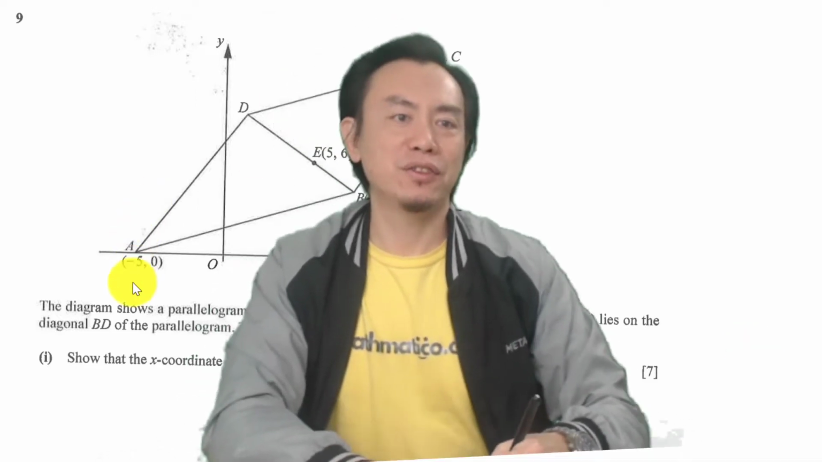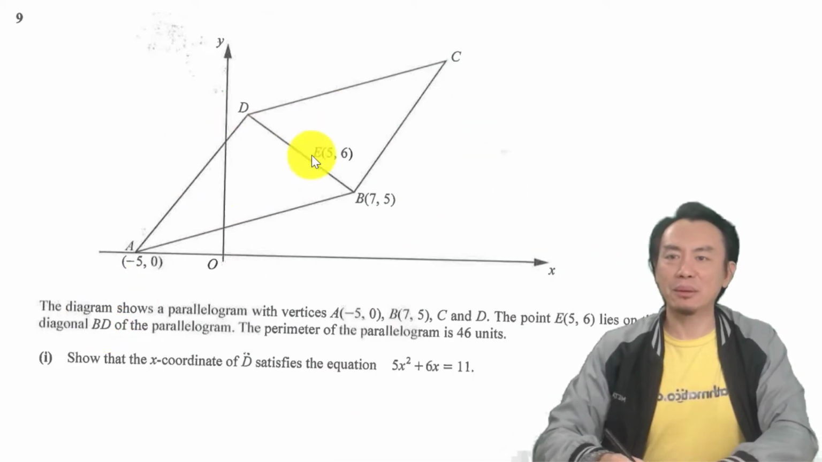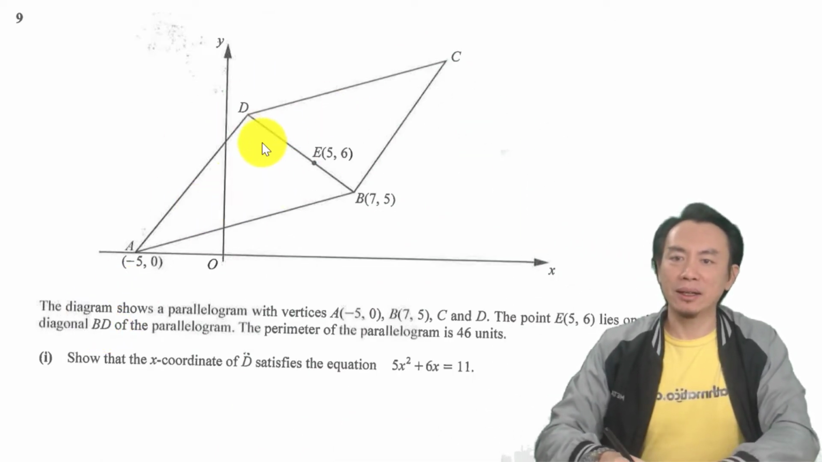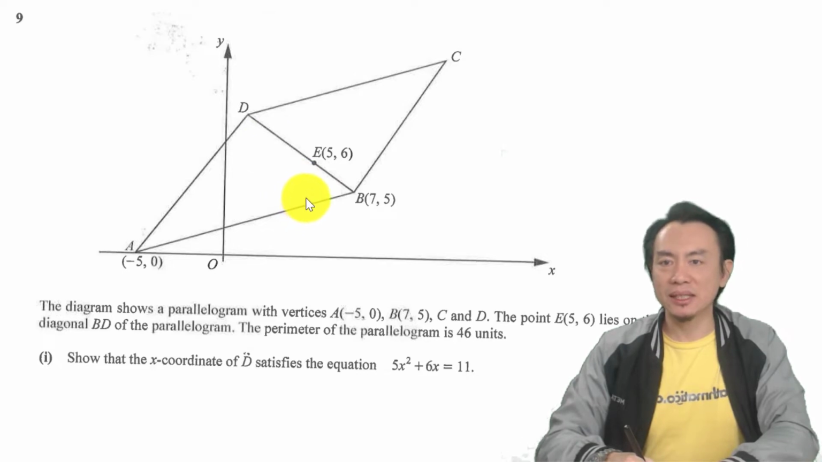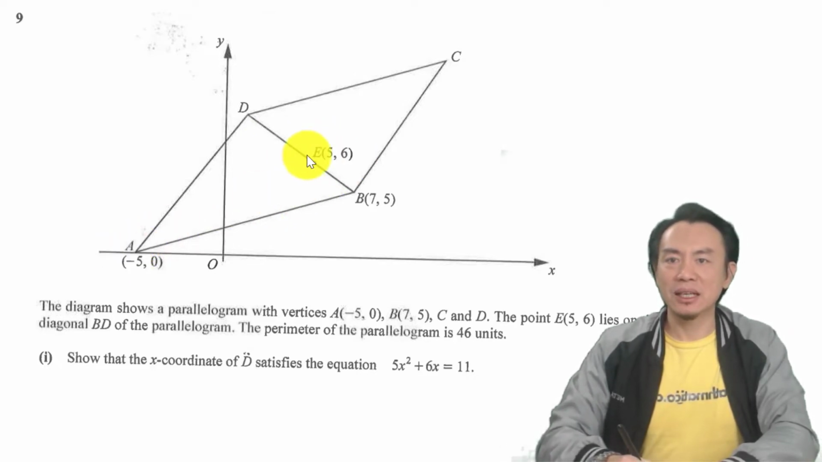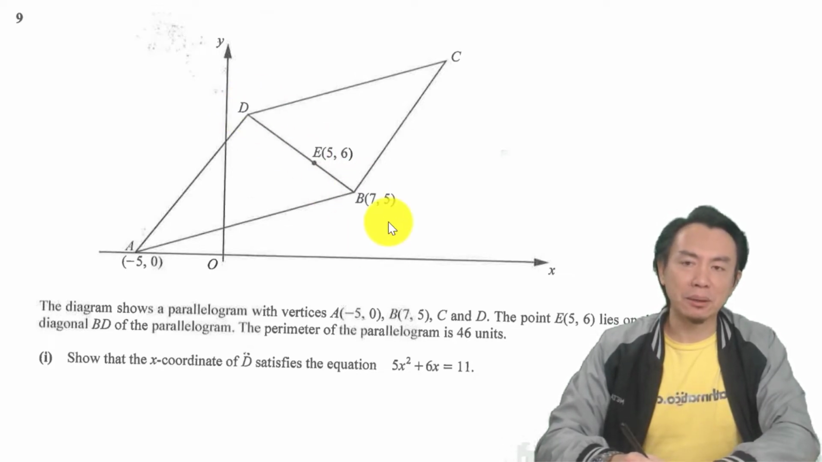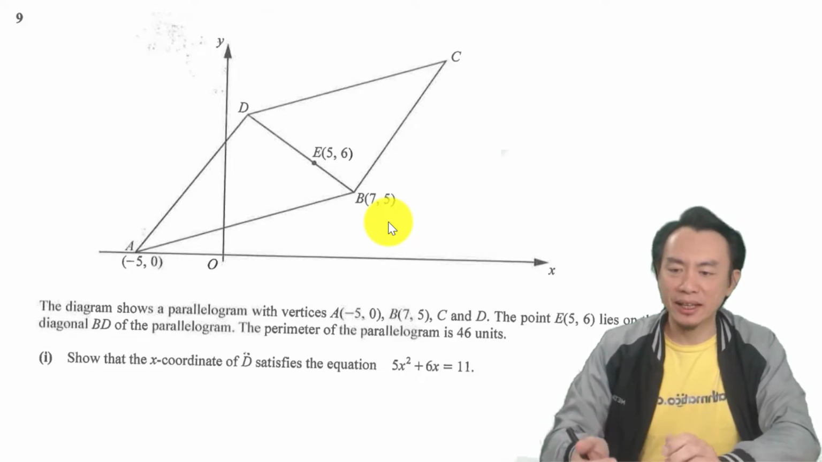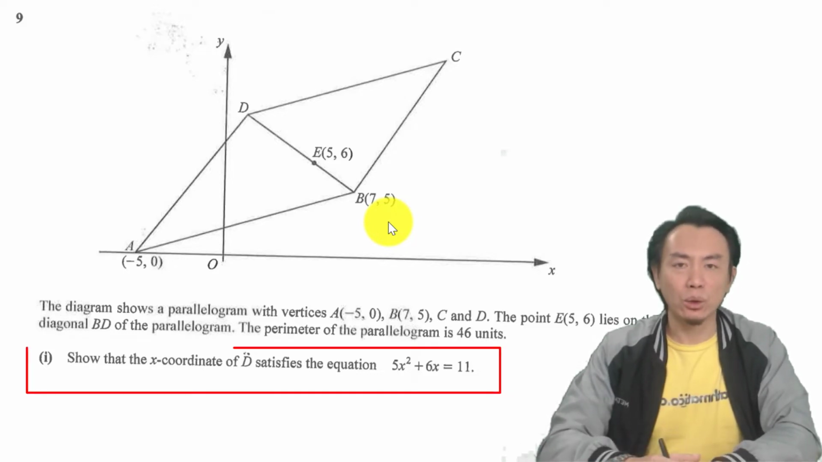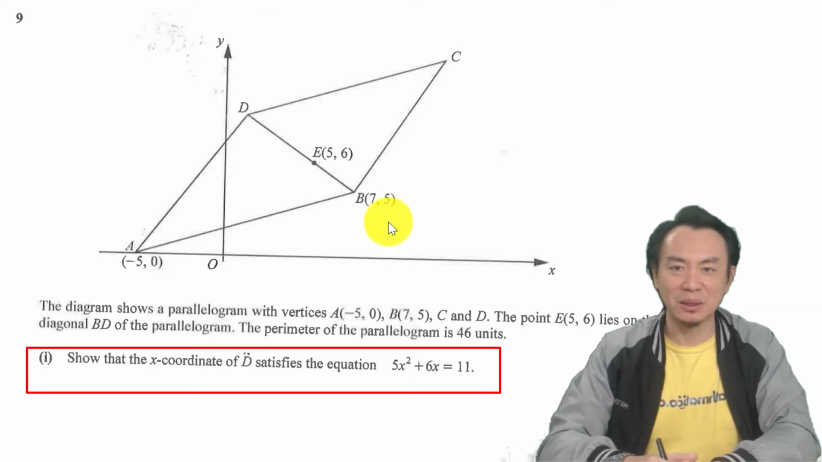So to start off, we have this diagram here. It shows a parallelogram with vertices A, B, C, D. A is given, B is given. There's a point E here that lies on the diagonal BD. The perimeter of the parallelogram is 46 units. So you have all this information, and then part 1 says: show that the coordinates of point D satisfy the equation 5x squared plus 6x equals 11.